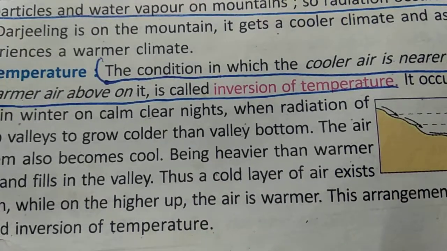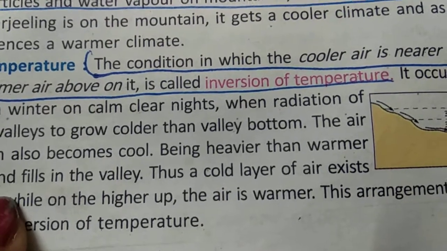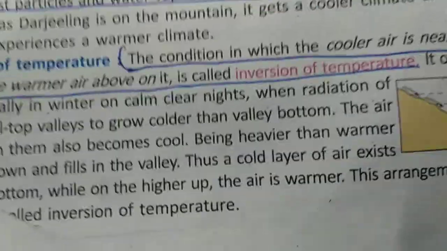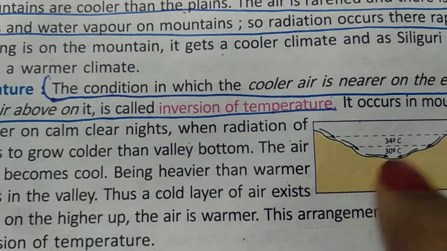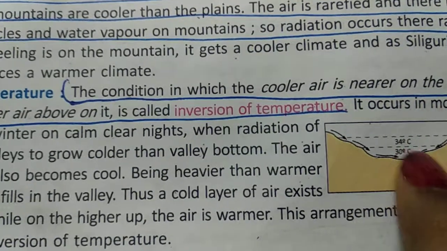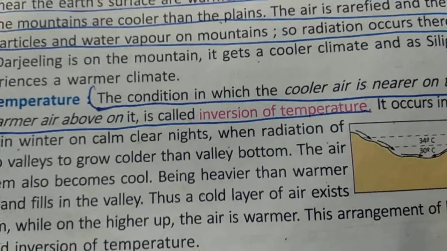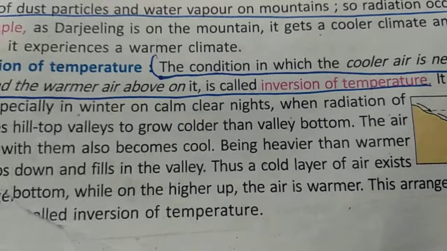it goes deep down and fills up the valley. How? See, if the cool air is going down, then the warmer air comes and fills up that place. Thus, a cool layer of air exists.